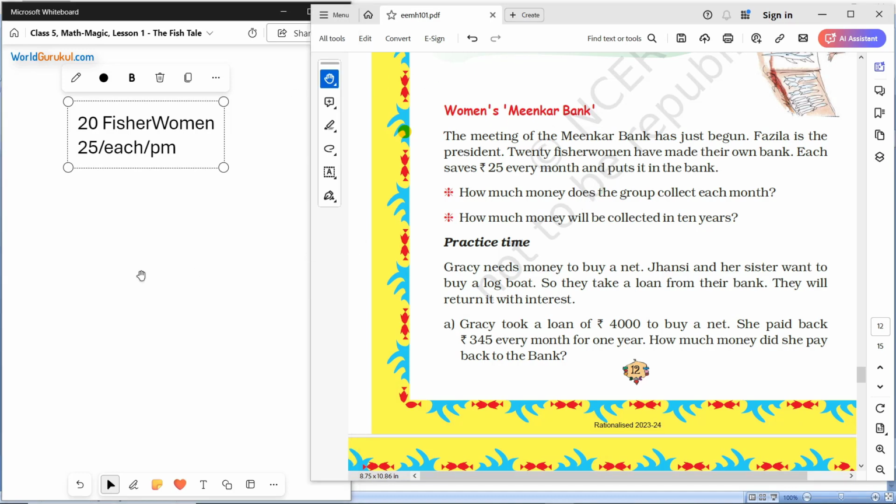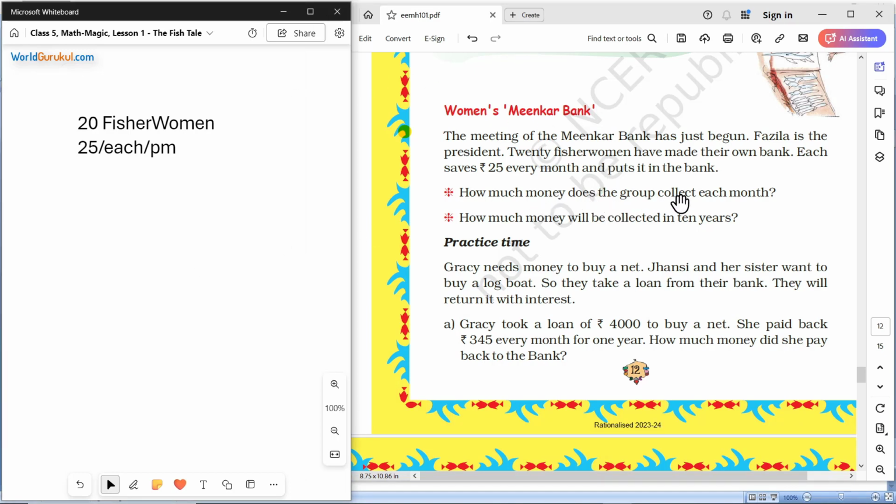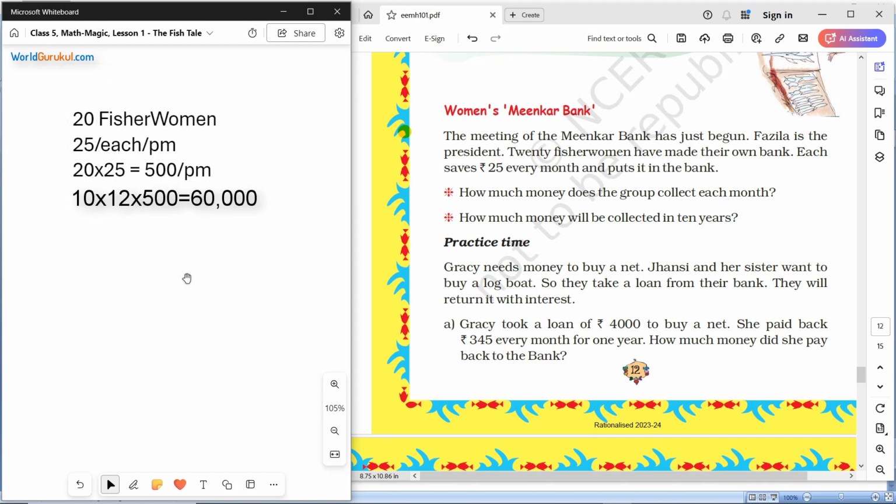And can you please tell how much money does the group collect in each month? It's an equation. 20 multiplied by 25 is how much? It is going to be 500. That is per month, right? That's why anything to be organized will be done through the collections and the contributions, right?